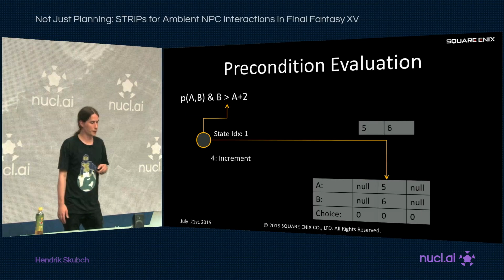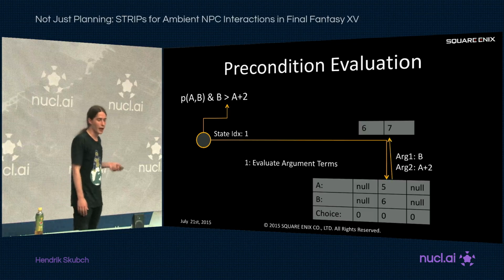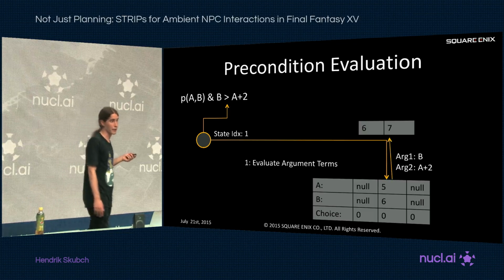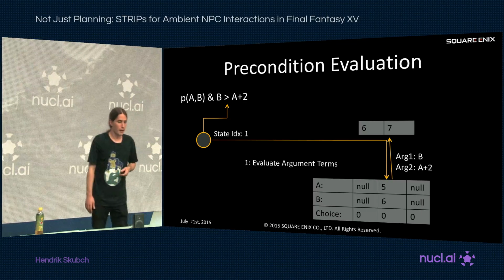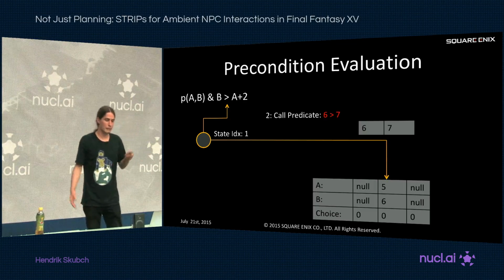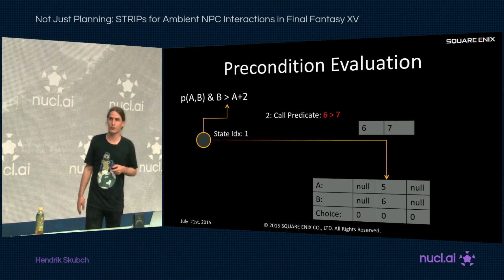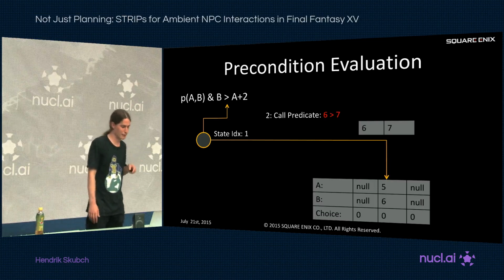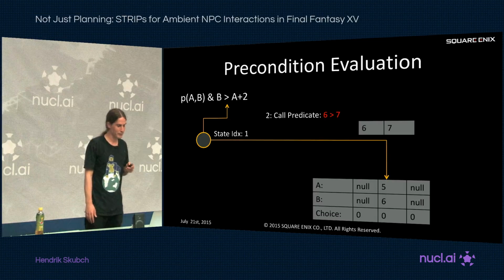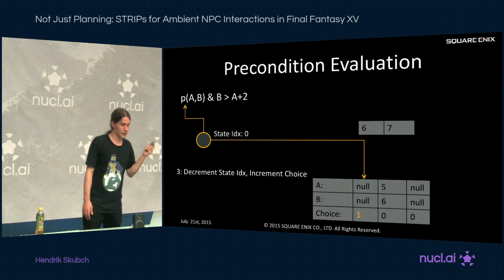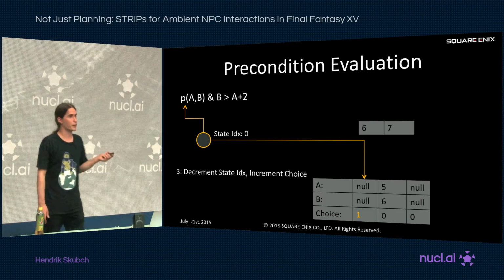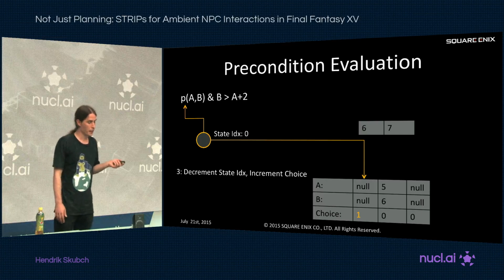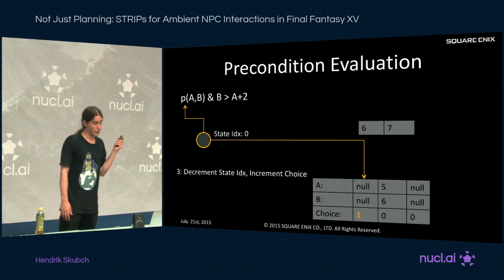We increment, go to the next predicate, evaluate the arguments again. So argument 1 is B and argument 2 is A plus 2. The result is, of course, false. Otherwise, that example would be a little bit too boring. So we backtrack, and that just means we decrement our state, and we increment the choice to wherever we get to.